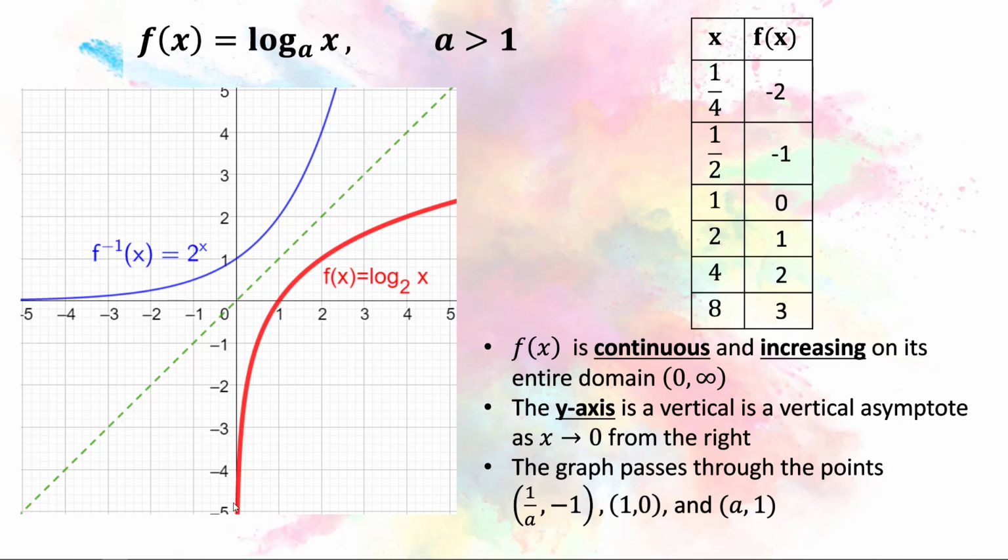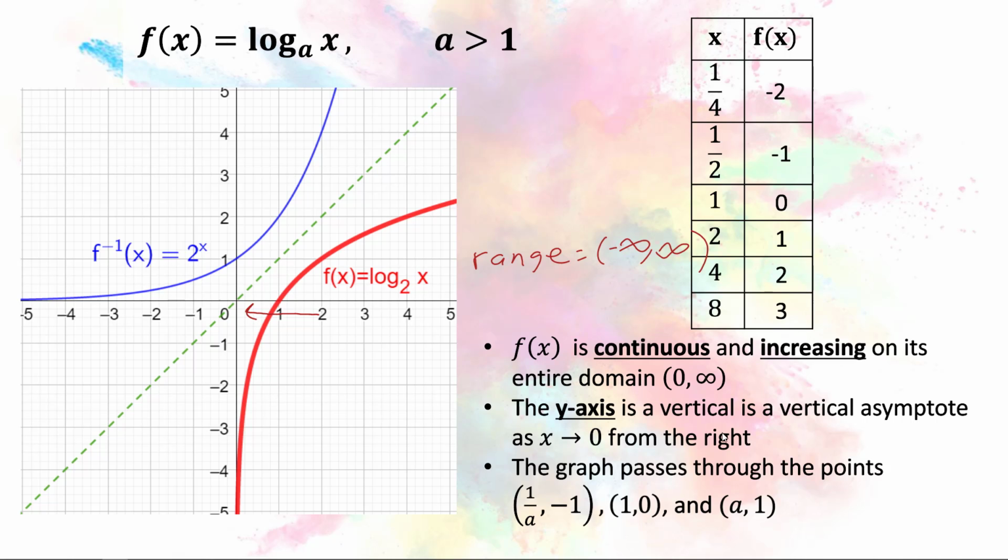Notice that this function is continuous and increasing over the entire domain, which, by the way, is from 0 to infinity. Also notice, I forgot to mention this, that the range is the entire real line. So the range is the interval from negative infinity to infinity. Also notice that the y-axis is a vertical asymptote as x approaches 0 from the right.